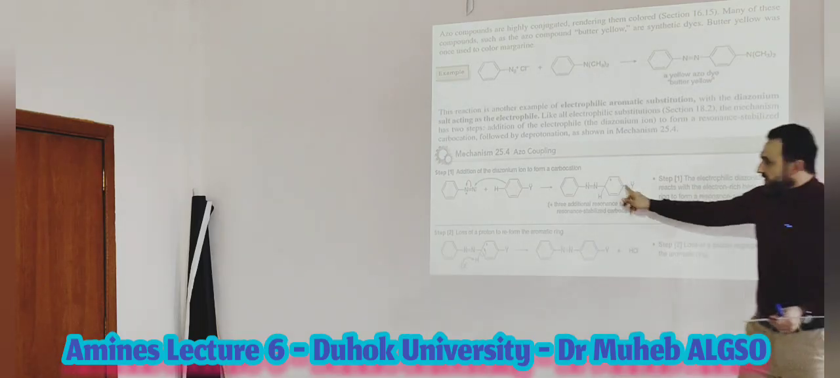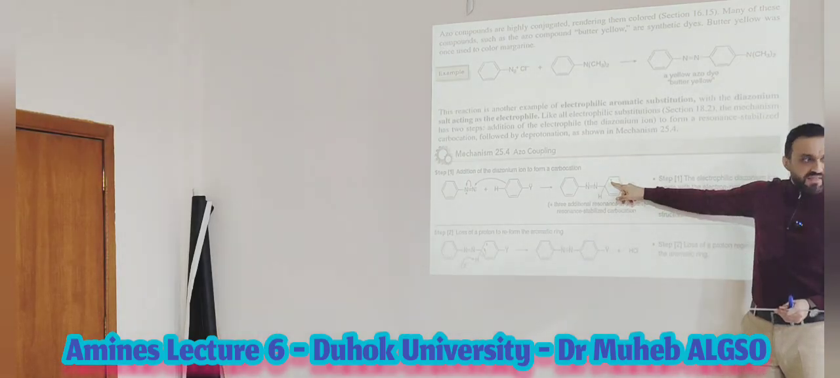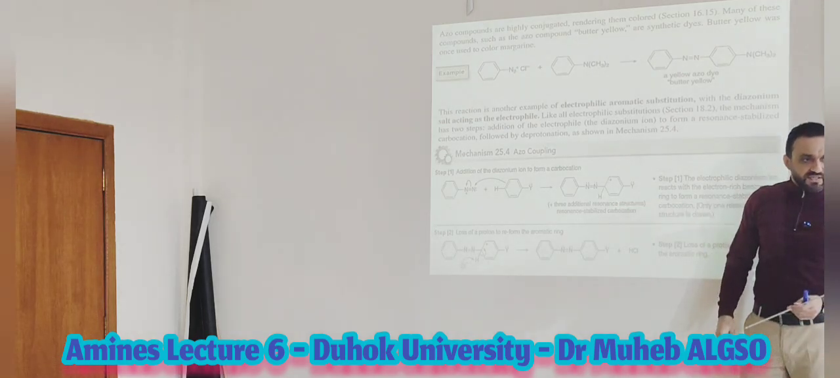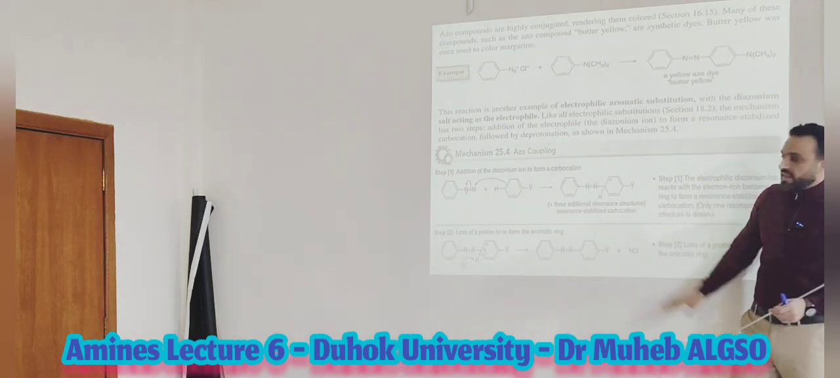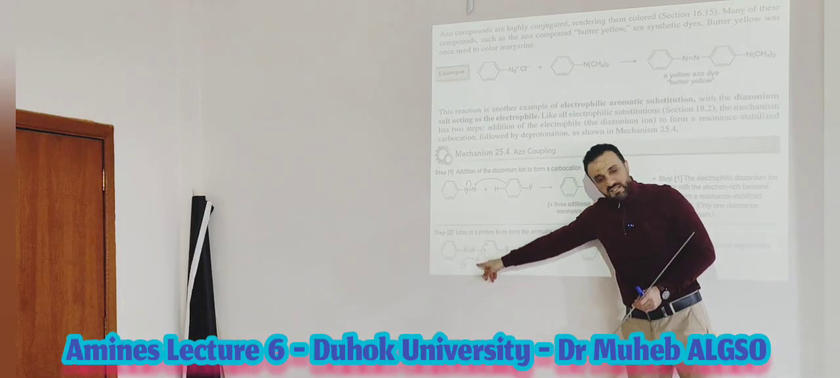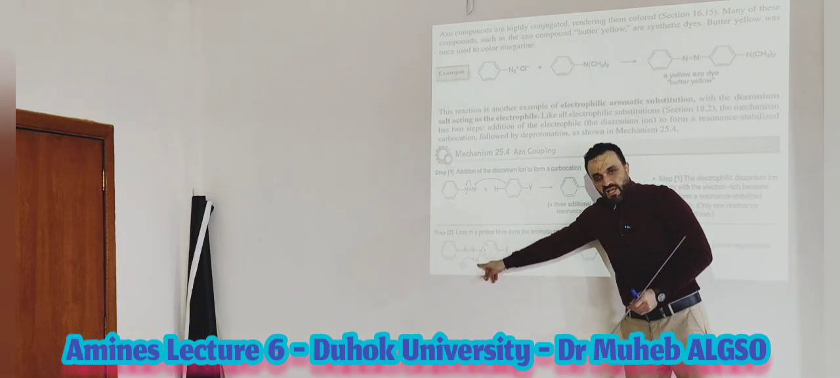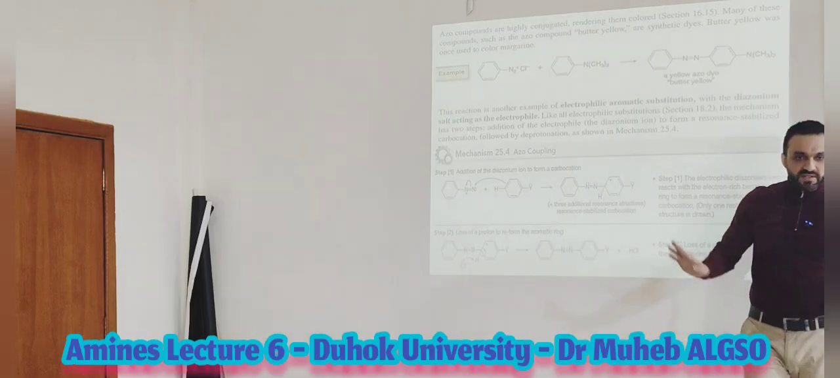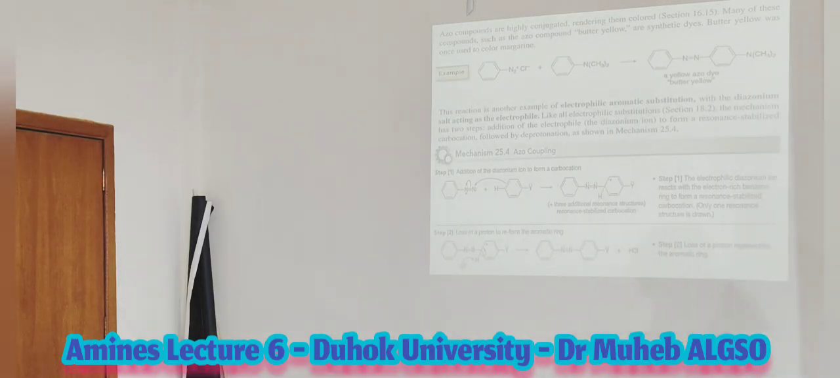Part number one gives you what? It gives you a carbocation, and the carbocation has resonance structures. Okay, resonance structures. The second part is what? It is elimination of the hydrogen, and our aromatic system will be formed again. Okay, this is the mechanism, just a two-step mechanism.